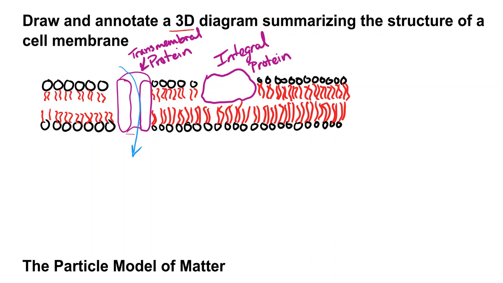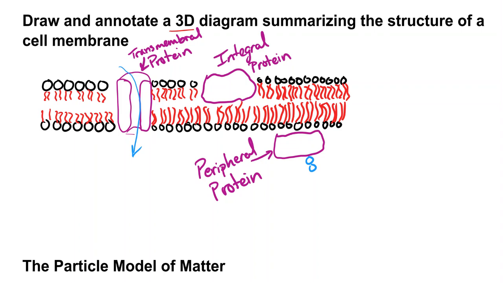Perfect. Now, on the bottom side here, what we're going to draw is a peripheral protein. So this is a peripheral protein because it's on the surface. It's attached to the surface of the membrane. And what we're going to draw on here is some circles attached to it.